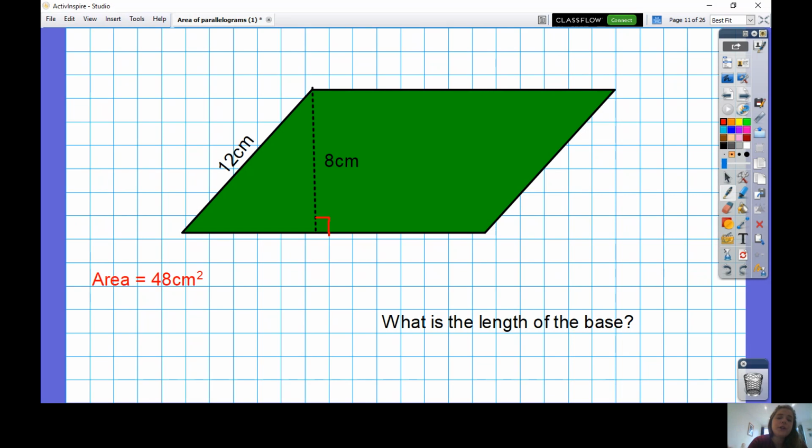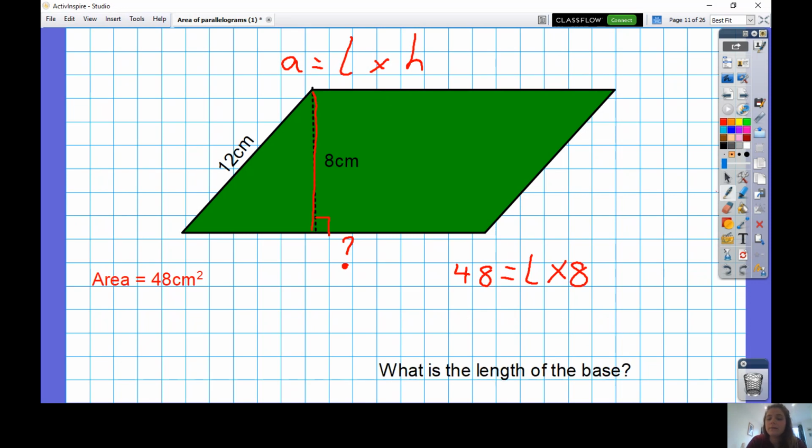Okay, this is a question where we're working backwards. In this question, we're given the area. The area is 48 centimetres squared. And we're given our perpendicular height, which is 8 centimetres. We're being asked to find the length of this parallelogram's base. If I know that the area is equal to the length times the perpendicular height, that tells me that 48, which is the area, is equal to the length times the perpendicular height, which is 8. What do I times by 8 in order to get 48? Well done if you think the answer is 6.